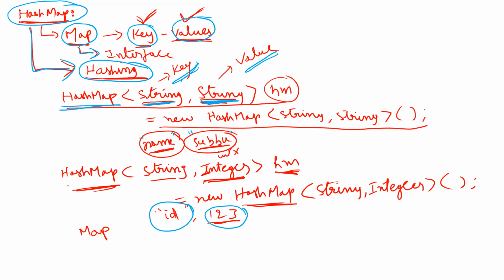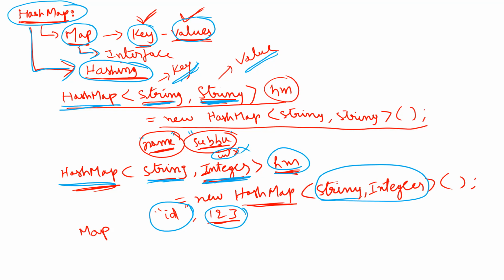So we have to write the hash map as HashMap, and in the angle brackets, the first one is a string and the second one is an Integer object. We should not write int, we should write Integer, because it takes objects. Then we give a name to the hash map, equals new HashMap of String comma Integer. So this is how we can create hash maps in Java.